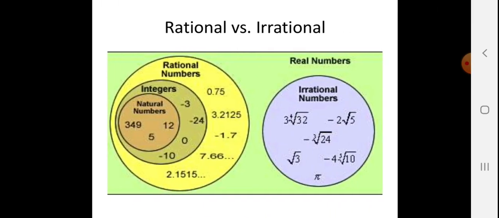Now you can see the chart here, rational numbers versus irrational numbers. In this flow chart, you can see that rational numbers are made up of integers, natural numbers and whole numbers. Whereas irrational numbers are all made up of the roots which don't have a perfect square. Both together form the real numbers.